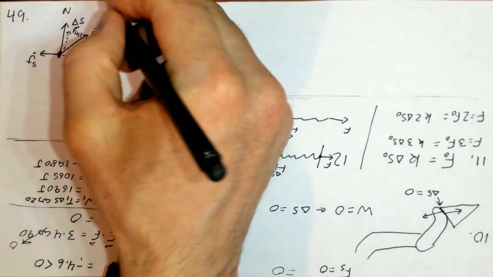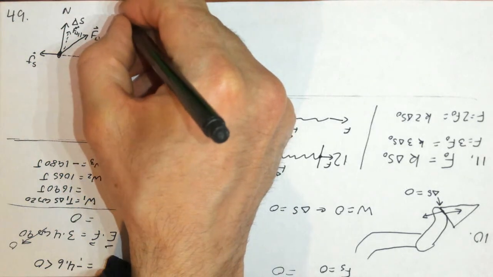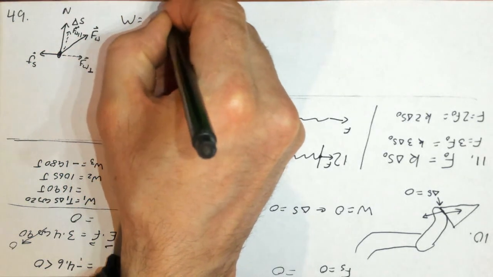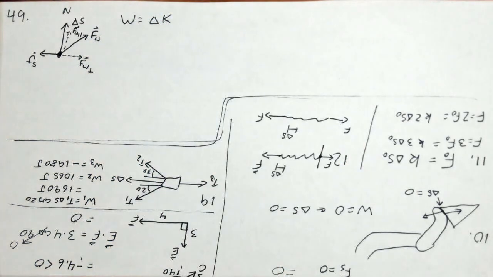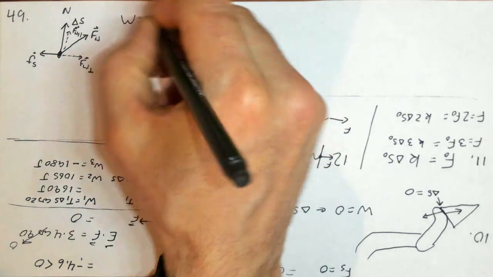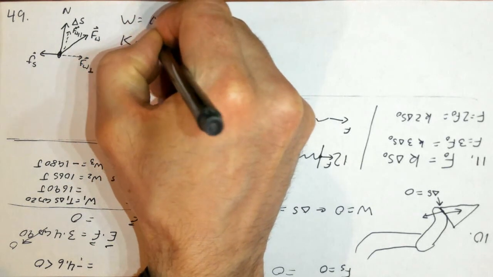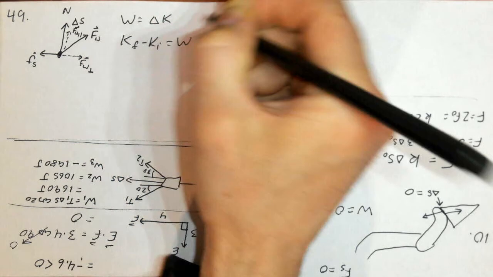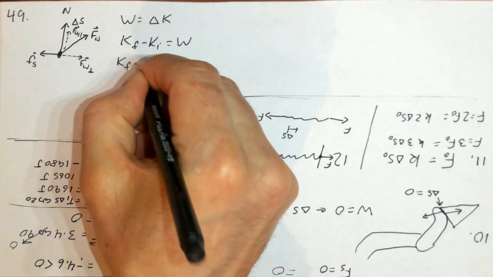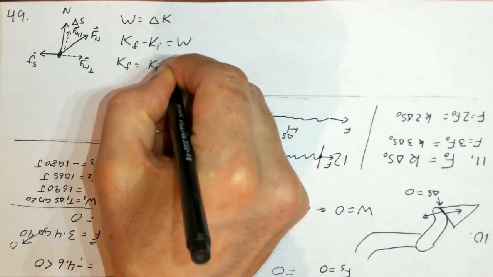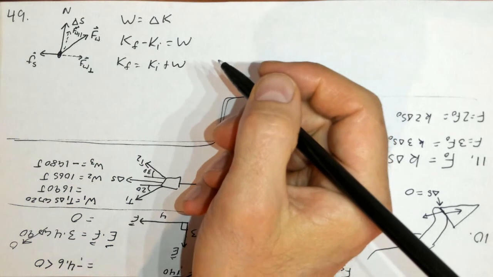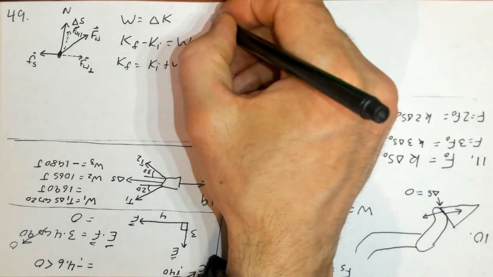First of all, the work kinetic energy theorem is that work equals delta K. Now we know how fast the person is going to start. We're given that information. And the question is, can we find the work done? Because K final minus K initial, that's delta K, is equal to the work, or K final equals K initial plus the work done. And so our question is, what's the work?